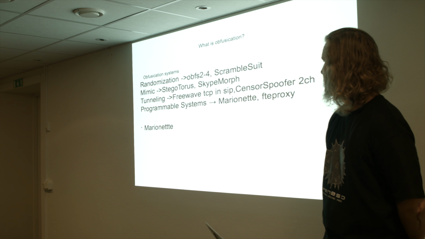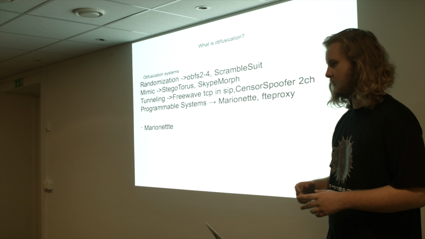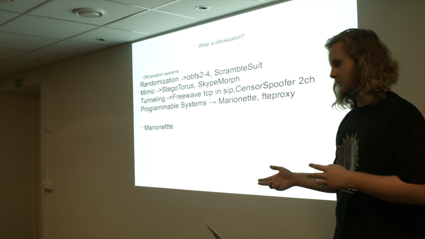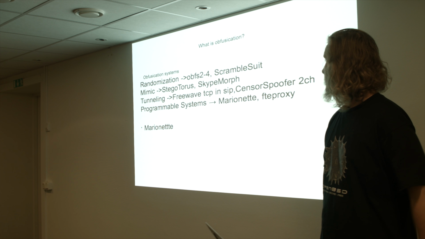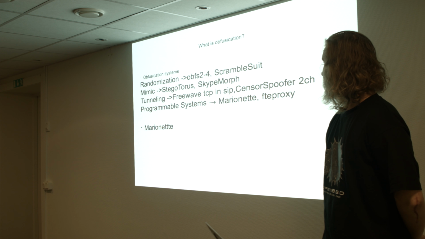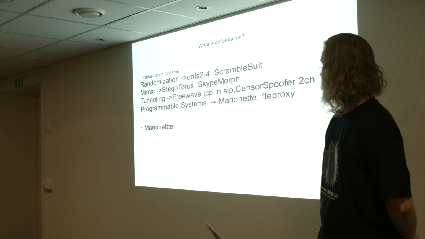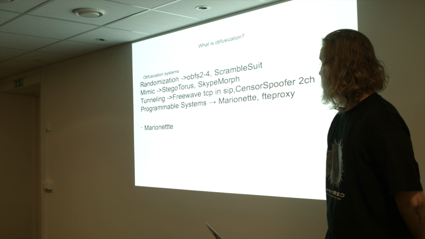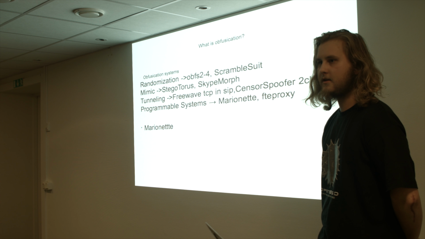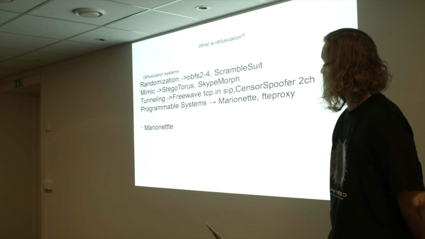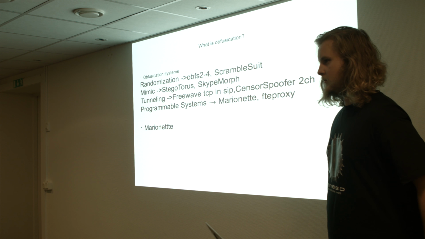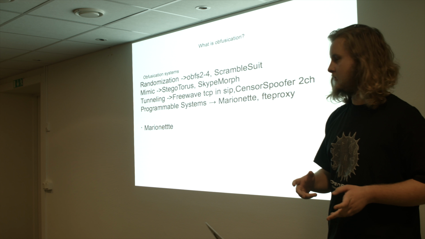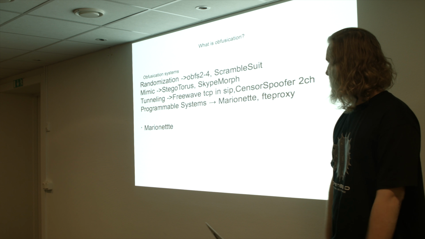You get randomization, where you take the original data, you encrypt it with a stream cipher, you kind of remove all fingerprints of the original data. Systems that work this way are OBFS 2 to 4, and you get ScrambleSuit. Then you got mimic, which is when you mimic a certain characteristic of a certain protocol. So if, like, SSH is blocked in one country, you just make it look like FTP.